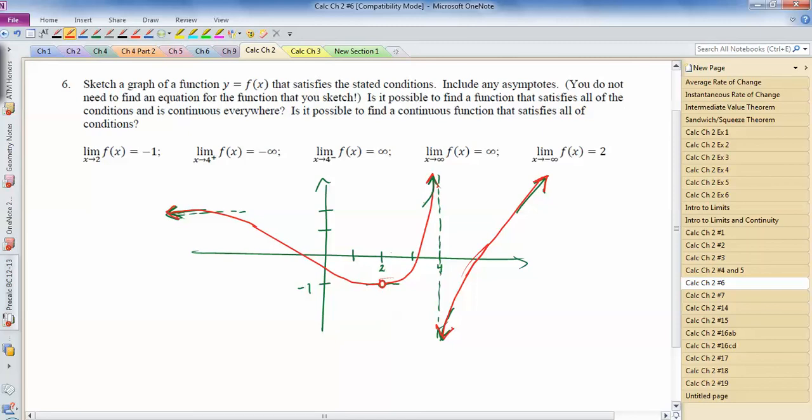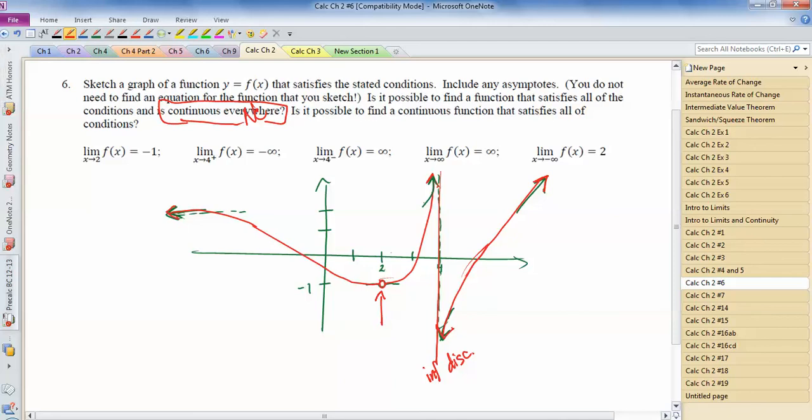Okay. So then the next question says, is it possible to find a function that satisfies all of these conditions and is continuous everywhere? Well, this dot right here, we don't know if that's filled in or not. So if it was filled in, then at least it would be continuous there. The other thing is, though, that I've got this vertical asymptote no matter what. And so there's always going to be an infinite discontinuity right here. So no, it's not possible to have continuous everywhere, right? No, not possible.